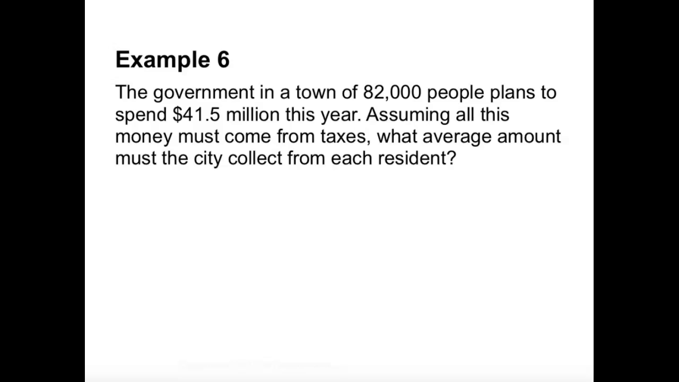All right, so let's look at a couple more examples of this. Hopefully it'll help clarify that. A government in a town of 82,000 people plans to spend $41.5 million this year. Assuming all this money must come from taxes, what is the average amount the city must collect from each resident? So we want to do a division here, basically. We have 82,000 people, and the amount of money is 41.5 million, so $41,500,000, right?